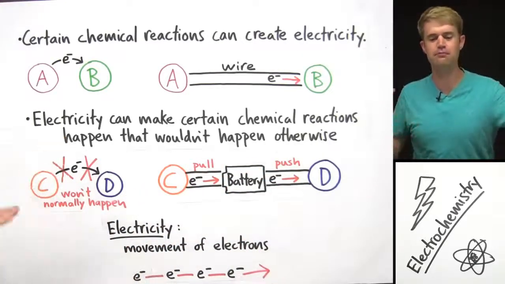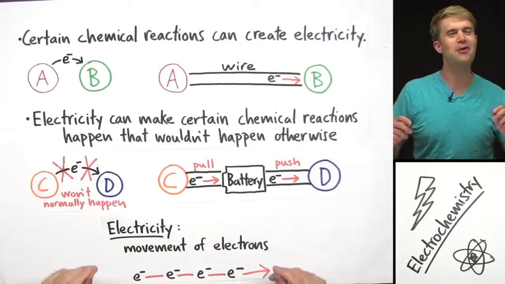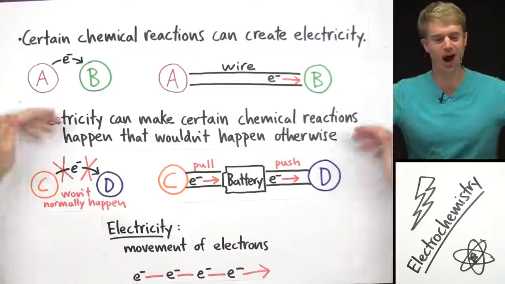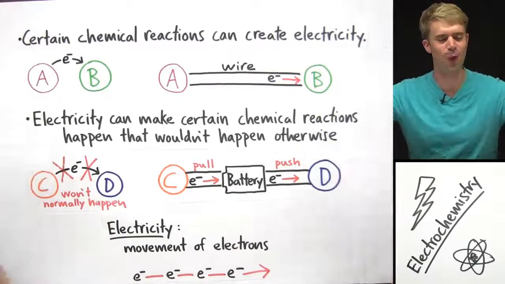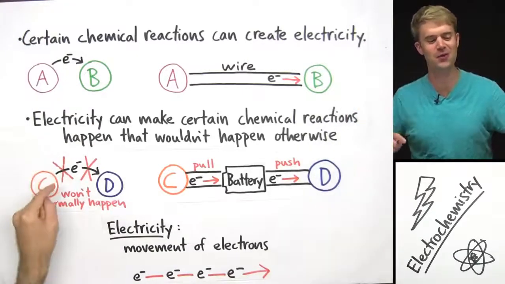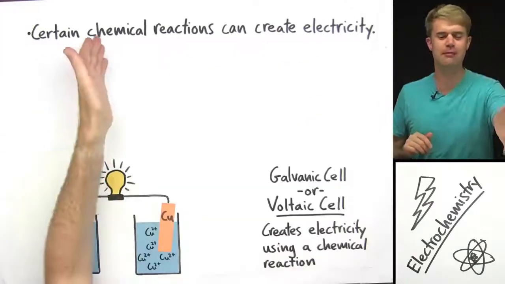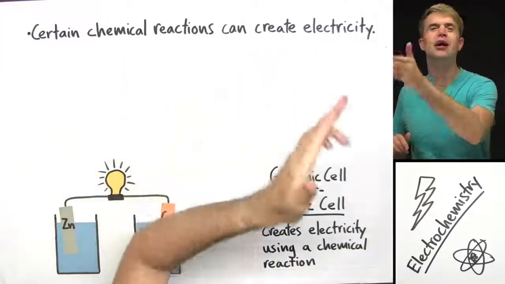Okay, so this is kind of a broad, big picture overview of electrochemistry. Now I want to show you two examples of these situations, one where we're using a chemical reaction to create electricity, and one where we're using electricity to make a chemical reaction happen. So here's how chemical reactions can create electricity.